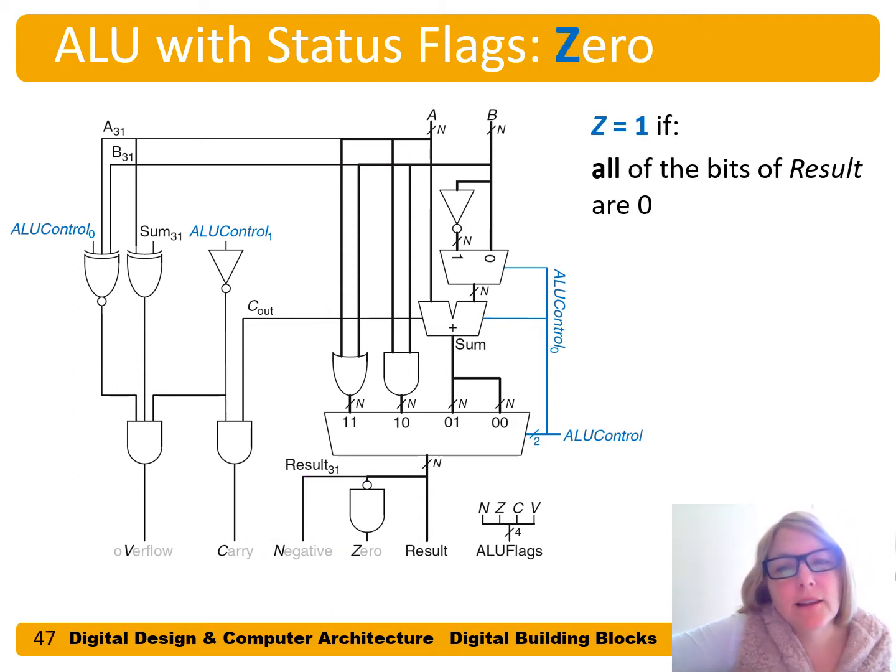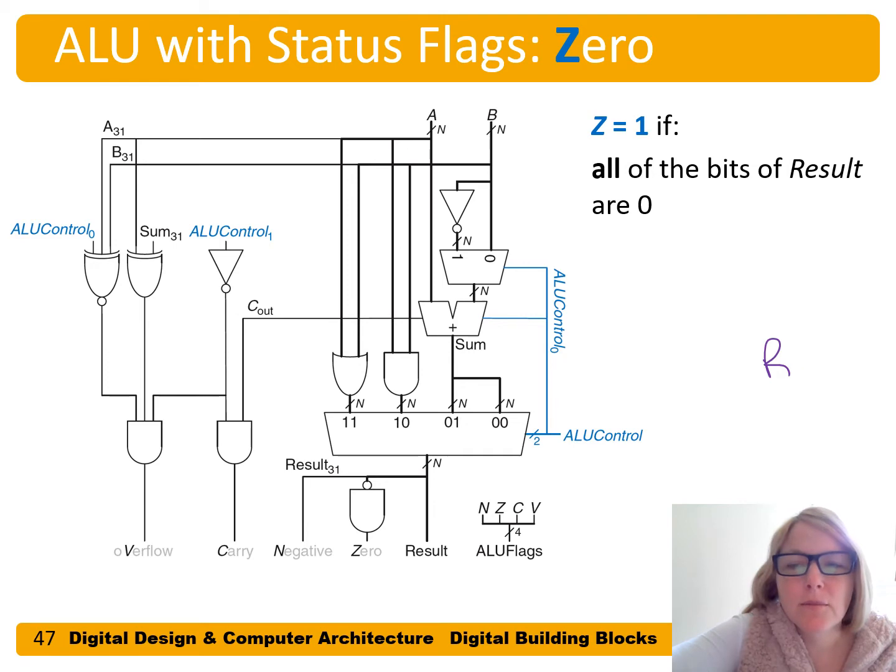Okay, let's look at the next one. So we also have the 0 flag. So we want Z to be equal to 1 if all the bits of result are 0. Well, how do we do that? Well, it's not result bit 0, if that's a 0, so that bar, and result bit 1 bar, and result bit 2 bar, and so on. And so we have this.